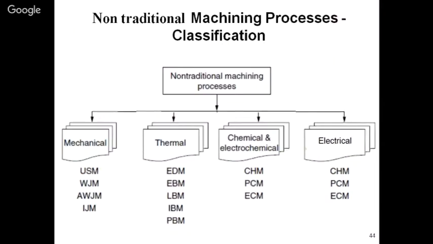Now these are the non-traditional mechanical processes: ultrasonic machining, water jet machining, abrasive water jet machining. Then there are electrical discharge machining, electron beam machining, laser beam machining, ion beam machining, plasma beam machining, and all these. Then there is photochemical machining, PCM, chemical machining, electrochemical machining, and all these. These become the electrical processes.